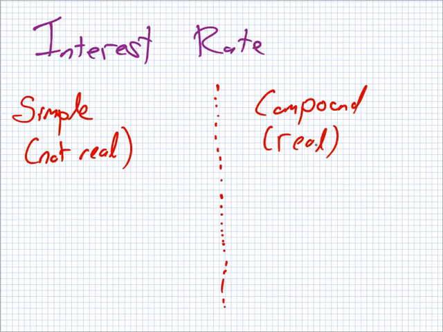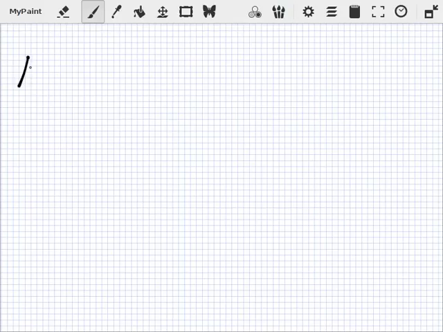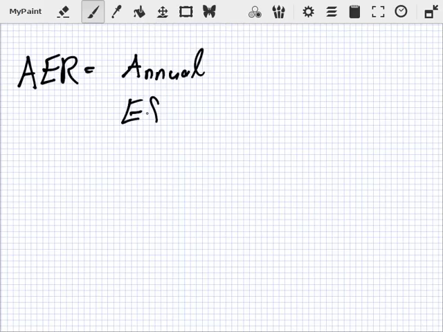So first we have to do a little bit more vocabulary before we look at these two here. So I'll just go to the side for that. Okay. So we have something called AER, which is short for annual effective rate.